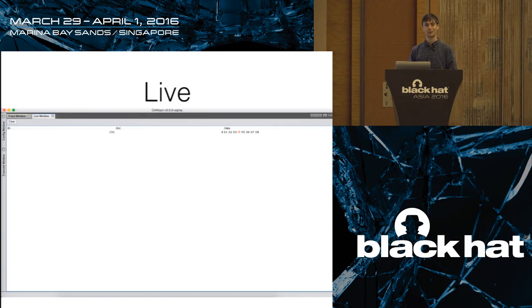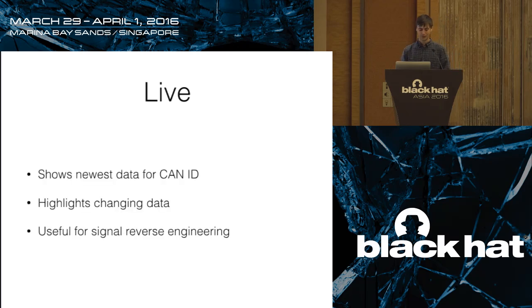It sounds like a really simple method of doing this. It sounds almost too simple when you explain it to people, but it works, and it works quite well. So it shows the newest data for a particular CAN ID. It highlights changing data, and it's useful for reverse engineering. There are some extensions of this that I want to work on.